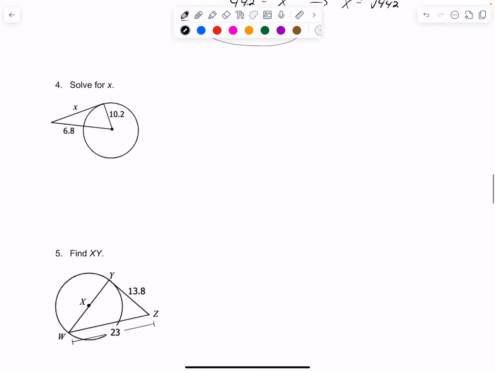All right, it says solve for x. Again, like we just had, this looks like it's tangent, so I'm going to assume it is to make that right angle. This 10.2 is a radius, so this is also 10.2. To set up my Pythagorean theorem, I'm going to have 10.2 squared, that's one of my legs, plus the leg I don't know, x squared, equals, if I add those together, 17 squared.